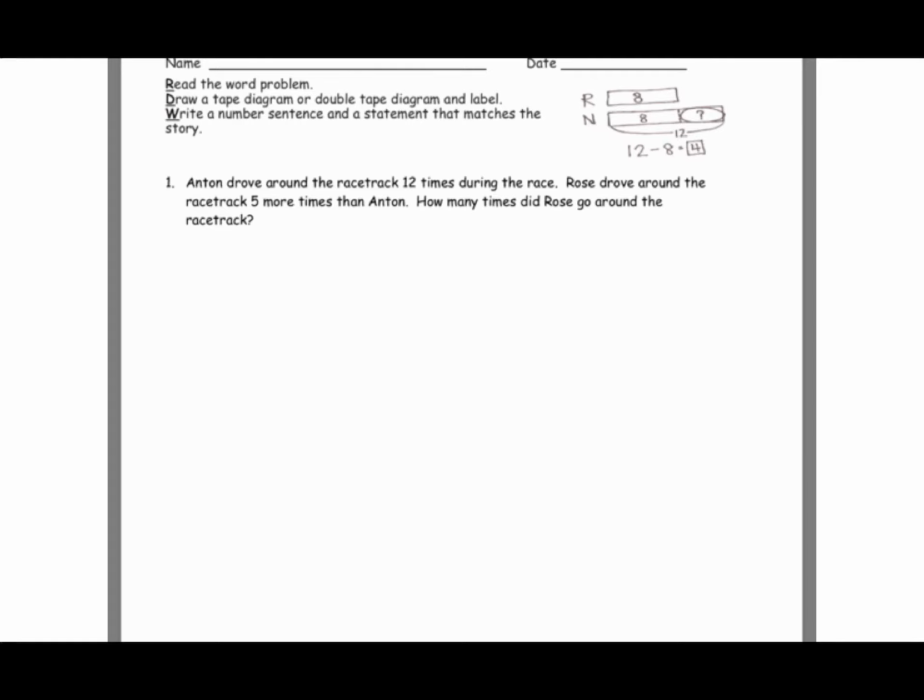Let's do our best. Okay, first of all, Anton drove around the racetrack 12 times during the race. Rose drove around the racetrack 5 more times than Anton. How many times did Rose go around the racetrack? Well, here is my question. How many times did Rose go around the racetrack? Okay, so now I want to change that into a statement.